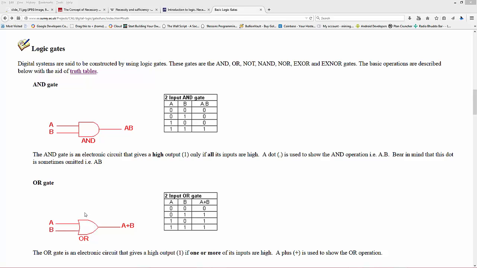Thus, you can see the relationship here between necessary and sufficient. It is sufficient for A or sufficient for B to be true. Also, A and B could be true to give the output of true. Thus, it is necessary for either A or B to be true.